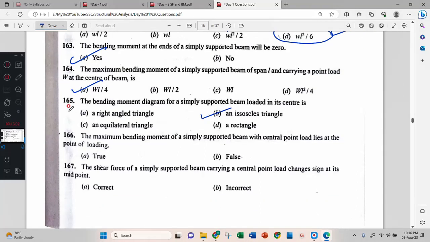Okay. Maximum bending moment of simply supported beam with central point load lies at the point of loading. Correct. Maximum bending moment is where the point load is. Shear force of a simply supported beam carrying central point load changes sign at its midpoint. Correct. Correct.